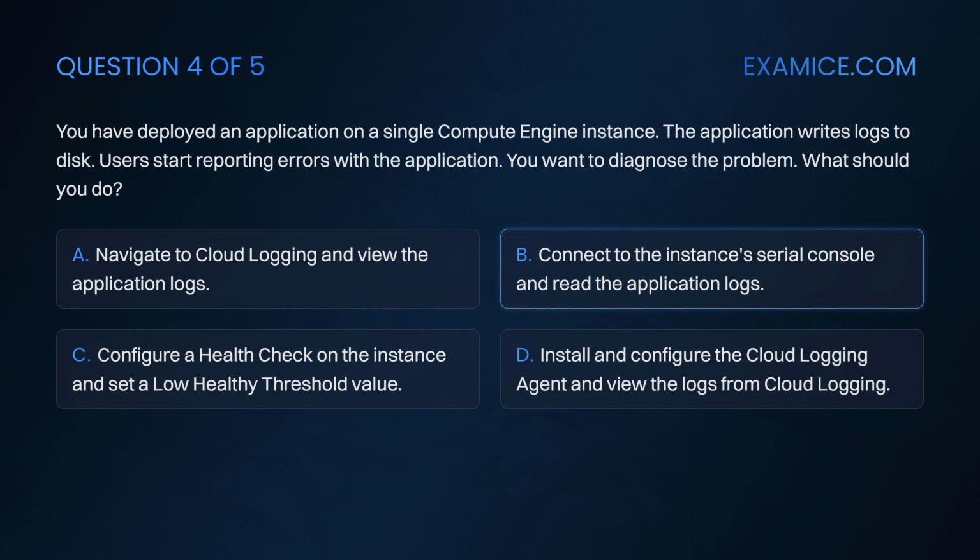Option B, connect to the instance's serial console and read the application logs. Option C, configure a health check on the instance and set a low healthy threshold value. Option D, install and configure the Cloud Logging agent and view the logs from Cloud Logging.